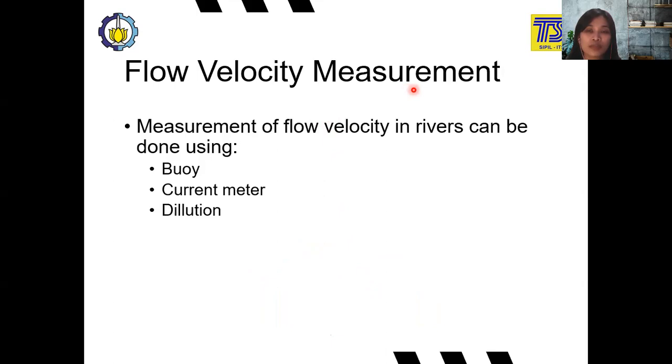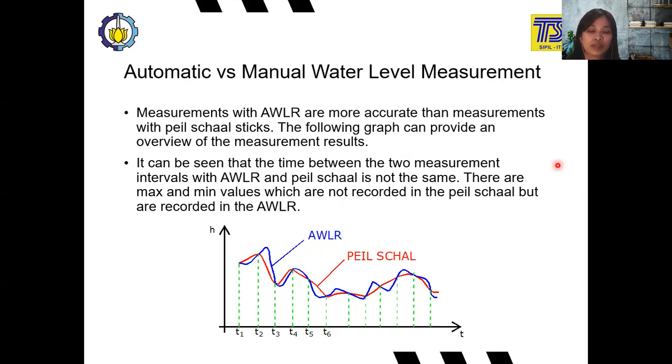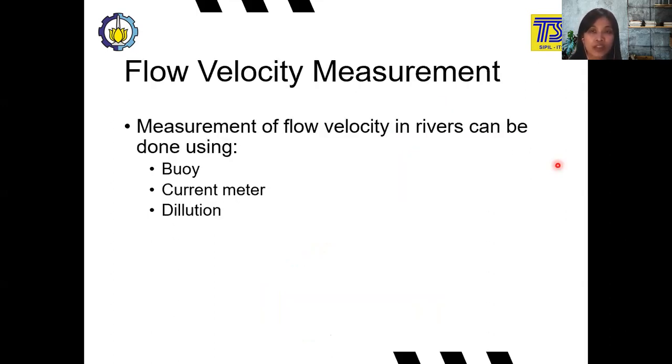And for the flow velocity measurement, the previous one was the water level measurement. Next, we move to the flow velocity measurement. The measurement of flow velocity in the rivers can be done using these three things. First one is the buoy, second one is the current meter, and third one is using dilution. I bet you are already familiar with the second one, the current meter, because you already did it in the experiment of fluid mechanics and hydraulics.